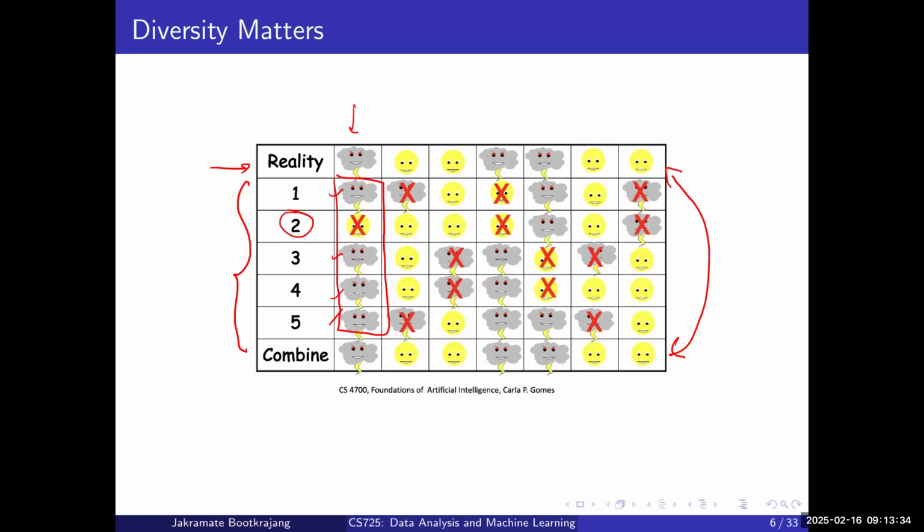Another thing to notice is about diversity. If you look at number 3 and number 4, there is only one example where they differ in opinion. In this case, we can say that 3 and 4 are not very diverse, but because we only have a small set of examples, that one example would still contribute about 10% of the entire data set.